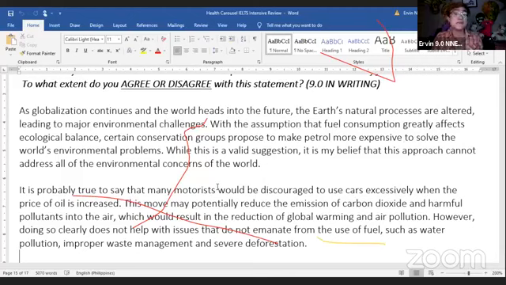Now, let's move on. Certain conservation groups propose to make petrol more expensive to solve the world's environmental problems. So notice, first sentence, Brian started with the general topic. And then second sentence, he moved to the specific topic. So first sentence, environment in general. Second sentence, fuel consumption. Now let us move on to his stand. While this is a valid suggestion, so the word valid here is an adjective describing the word suggestion. Let's continue. It is my belief that this approach cannot address all of the environmental concerns of the world.